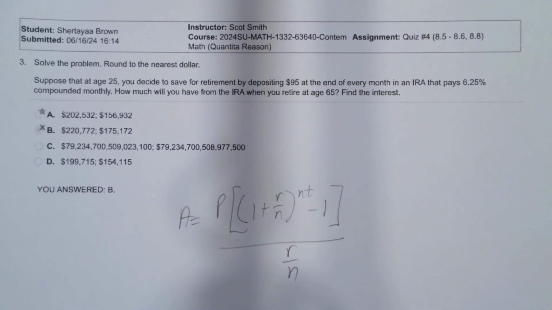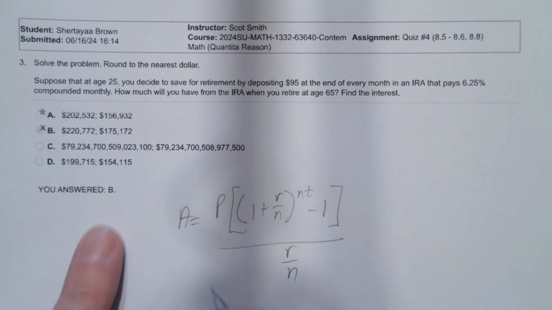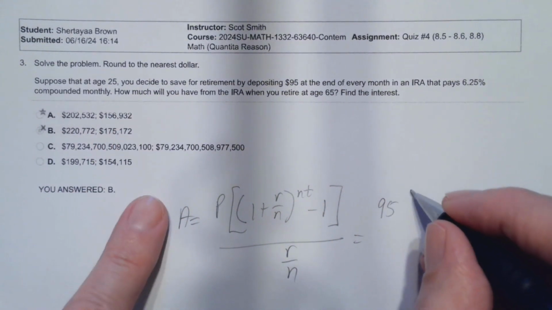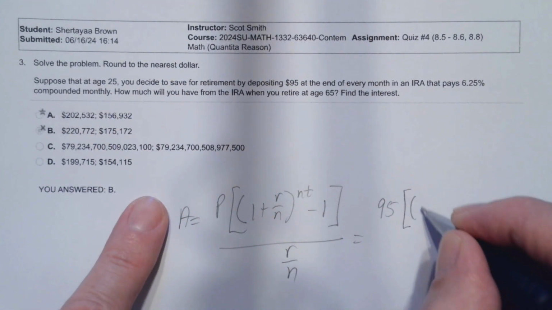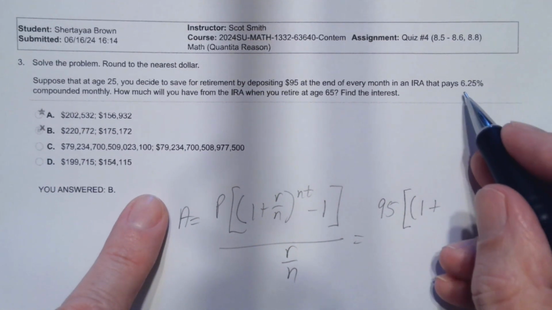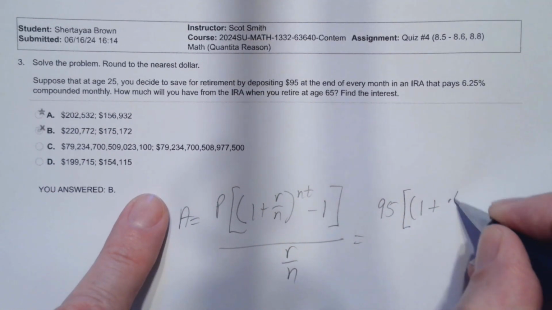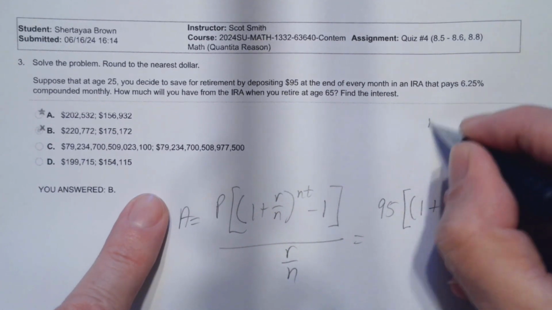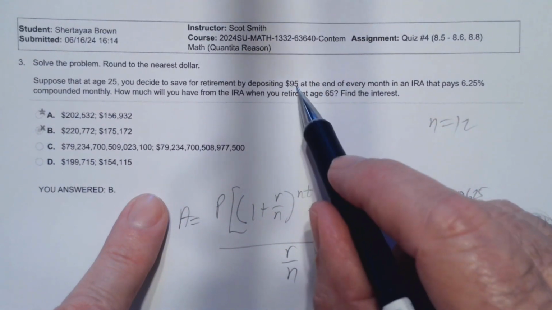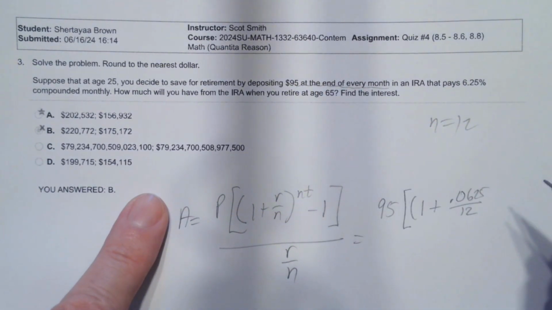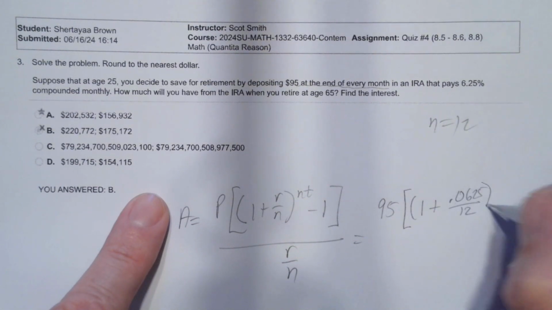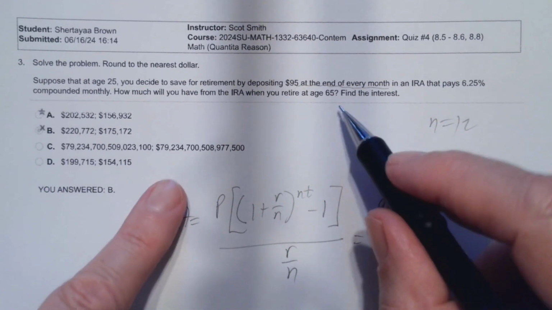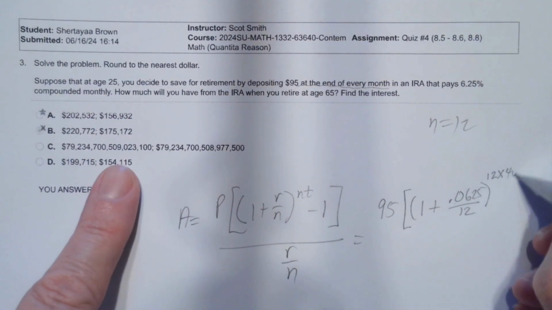Okay, so now let's plug in our numbers. P is $95. That's our periodic payment once a month. It'll be 1 plus r, so we'll move that decimal 2 to the left. We get 0.0625. Again, n is 12 because you're paying the 95 each month, and you also are getting interest each month. It's compounded monthly. And then this will be 12 times, now 65 minus 25, that's 40 years.